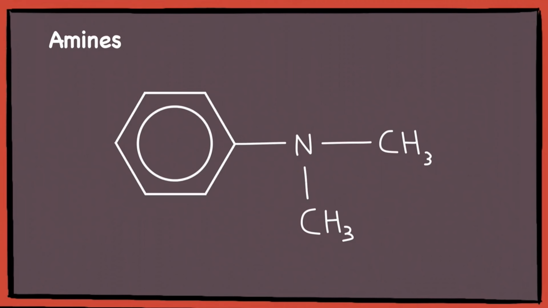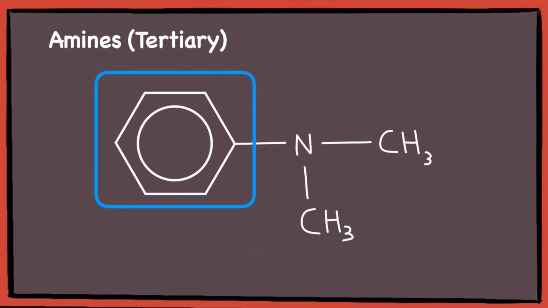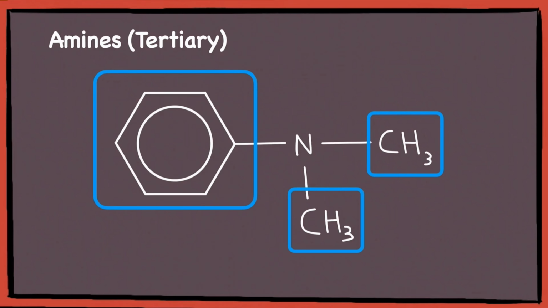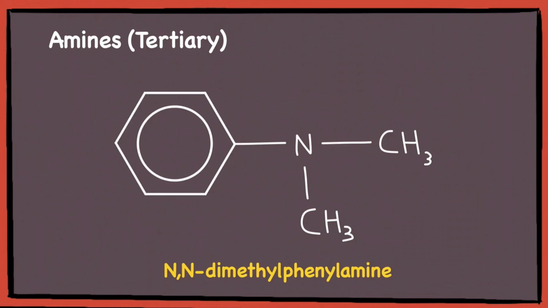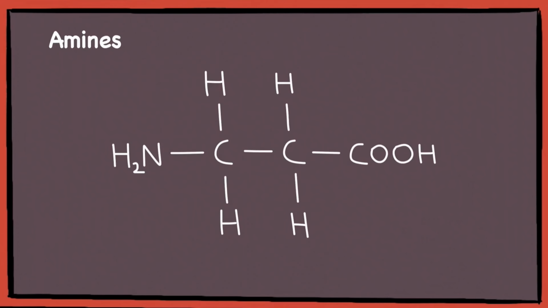For this, there are 3 groups directly attached to the nitrogen atom, making this a tertiary amine. Since it is a tertiary amine with a benzene ring and 2 identical methyl groups directly attached to the nitrogen atom, the prefix will be called N,N-dimethyl. Combining it with the suffix, we will get N,N-dimethylphenylamine. What about this organic compound here?